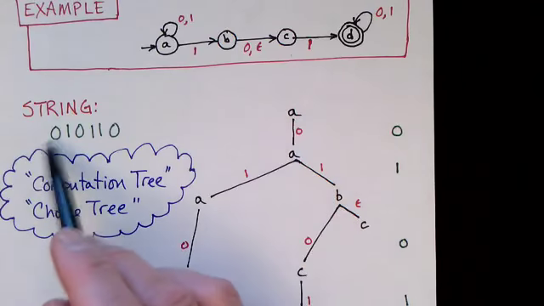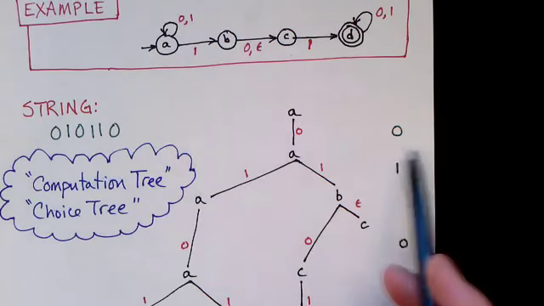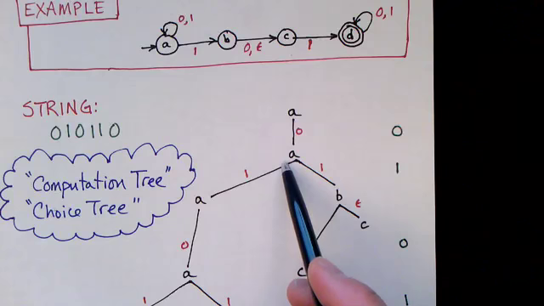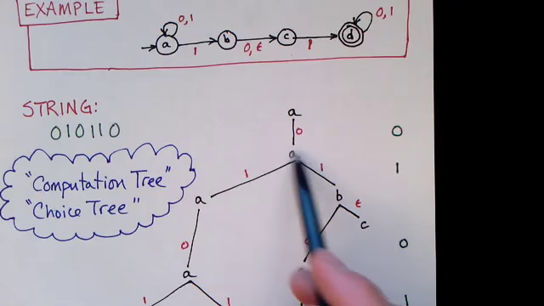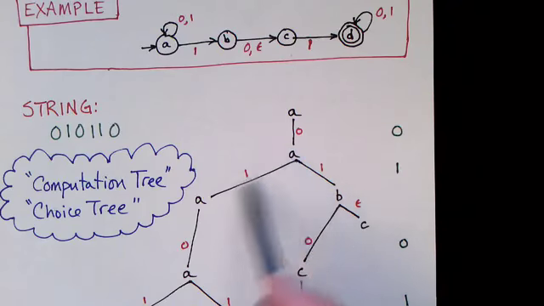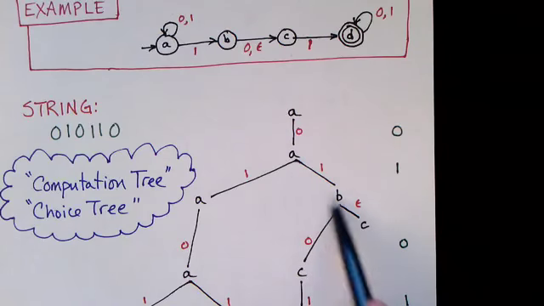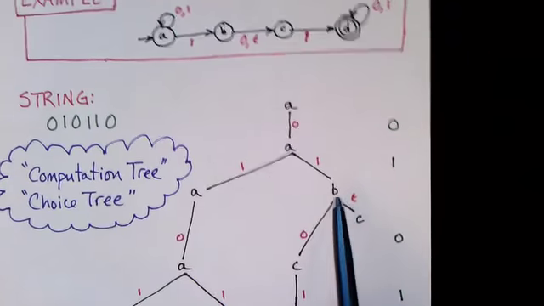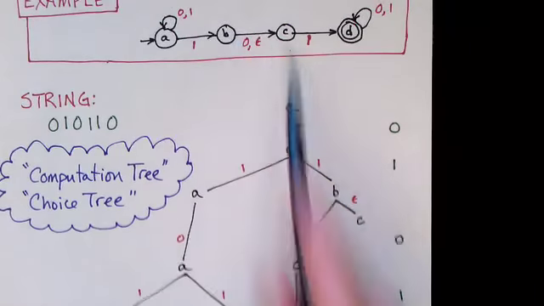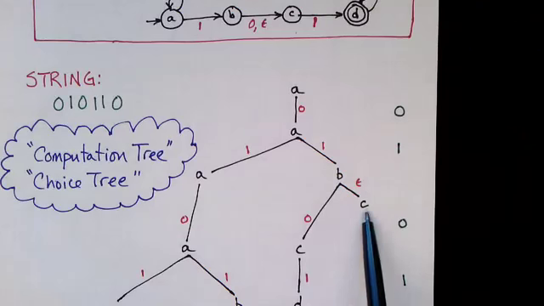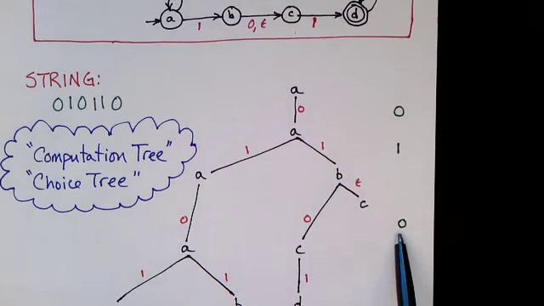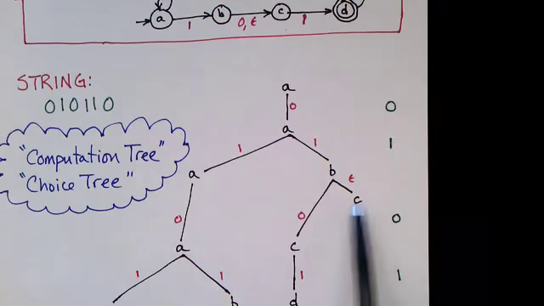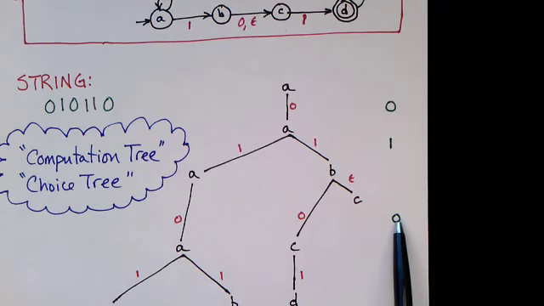The first symbol is a 0. There's only one thing we can do, and that's stay in state A. The next symbol is a 1, and there are 2 things we could do. We could stay in state A, or we could go to state B. Now if we go to state B, there's an epsilon edge to C, so we can immediately go to C. But our next symbol is a 0, and if we go to C, we're stuck. We can't do anything. So that branch ends before we get to that 0.